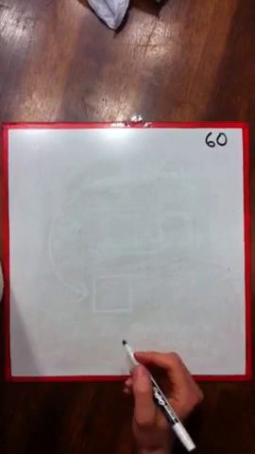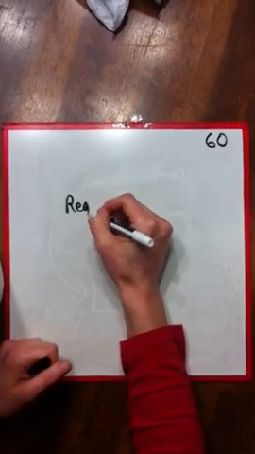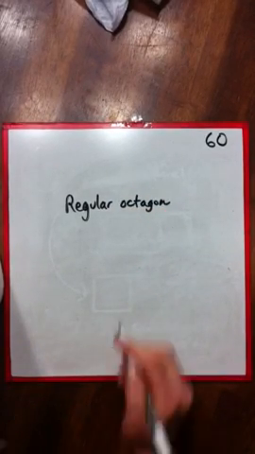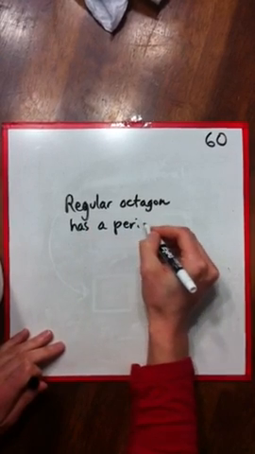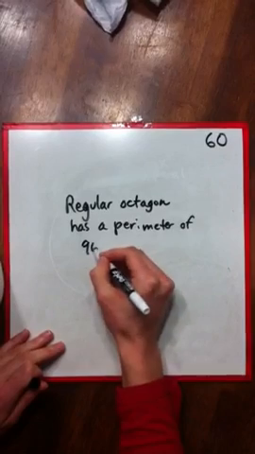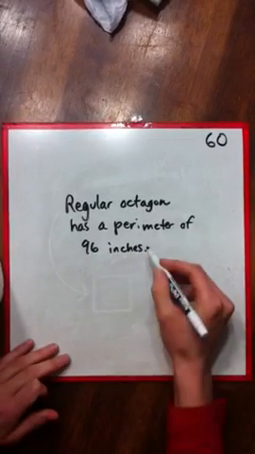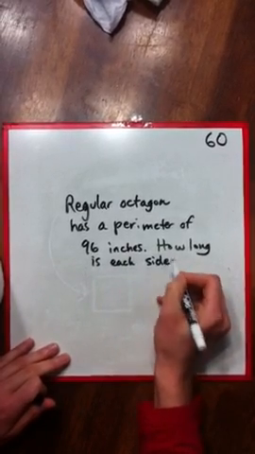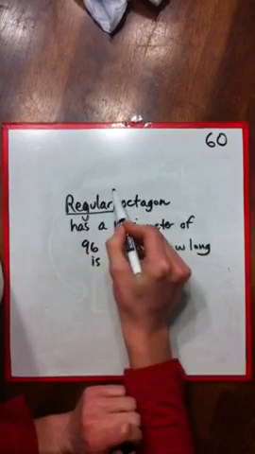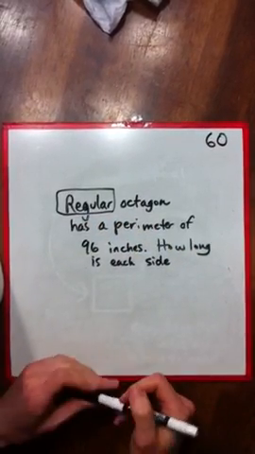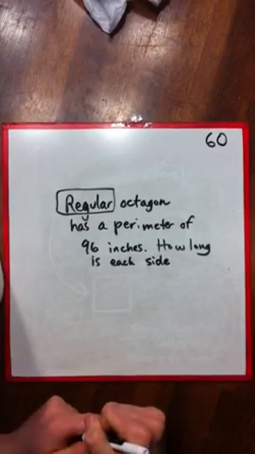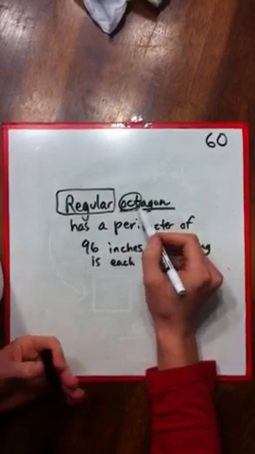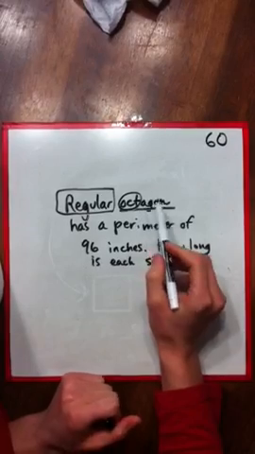Alright, now the second example they share with us is a regular octagon. Regular octagon has a perimeter of 96 inches. Then it says how long is each side. Alright, let's check this out. First of all, what does regular mean? Regular means that all the sides are going to have the same length. Okay? Octagon, hopefully you know that oct is 8. Hopefully you know that an octopus has 8 legs, so that may help you realize that. So octagon means 8 sides.